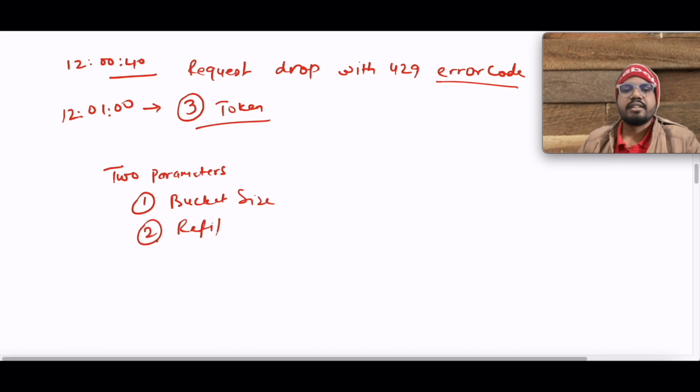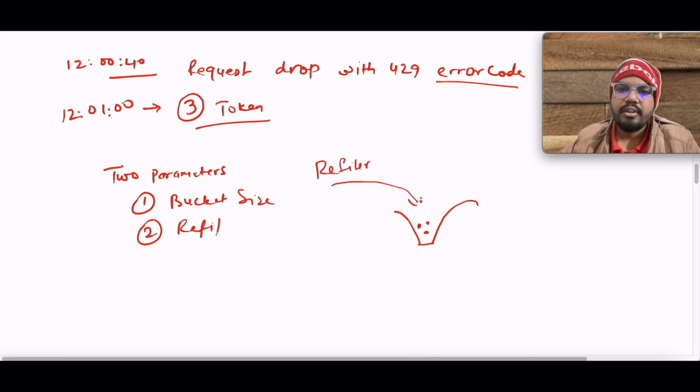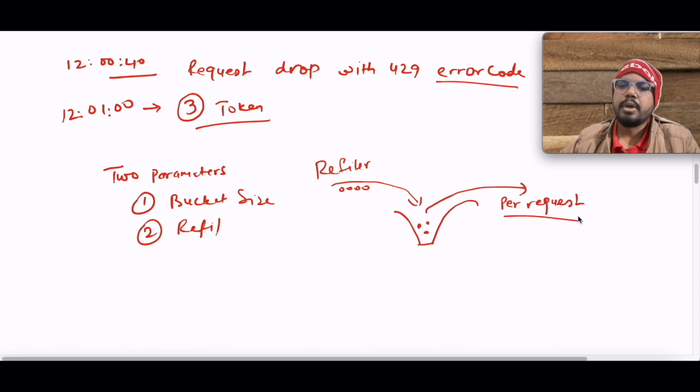One is bucket size and the second one is refill. Suppose you have a bucket here and you have a refiller that will refill the bucket. For each and every request, it will take 1 token per request. So this is the token bucket algorithm. Now there will be some pros and cons of the token bucket algorithm.